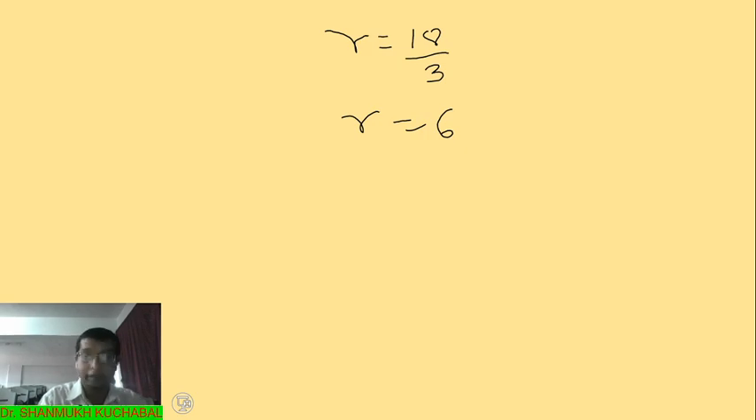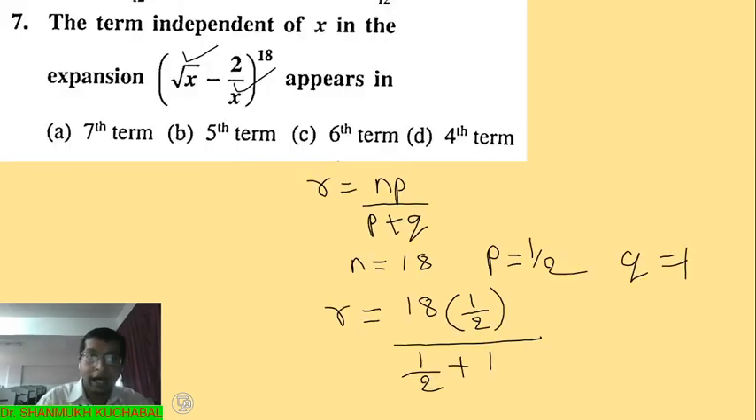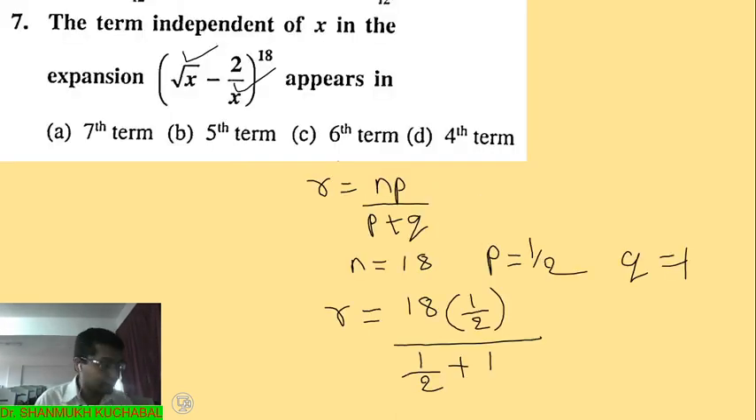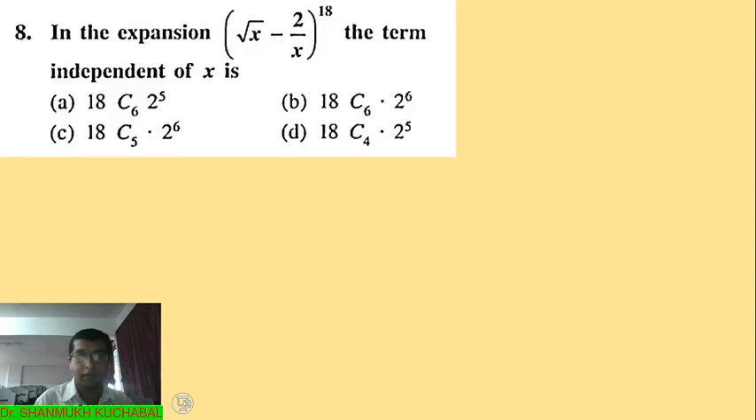So usually it appears in the r plus 1 th term. So 6 plus 1, the 7th term. Okay, so answer is option A, 7th term is the right answer. Okay, we'll move to the last example.